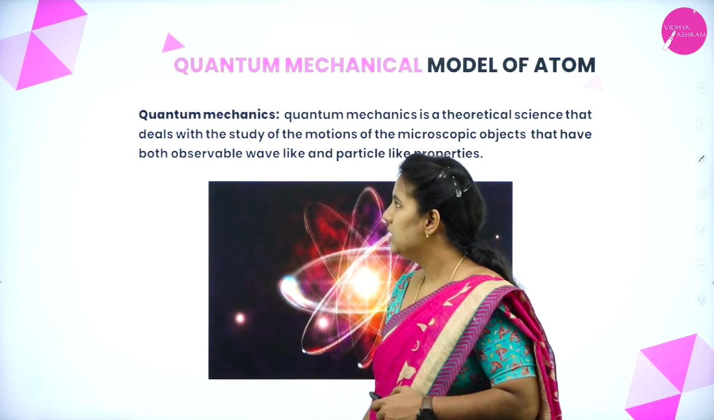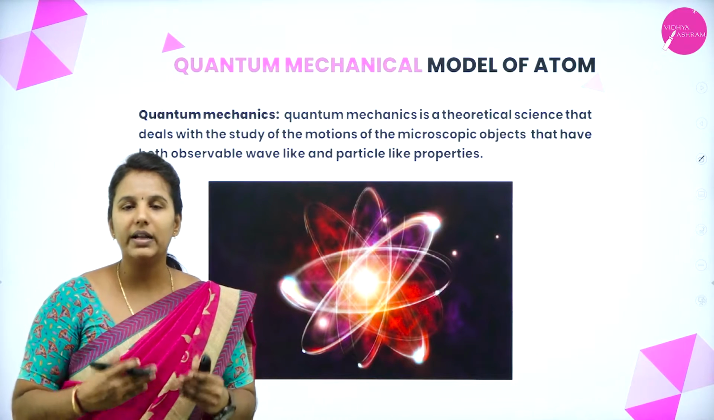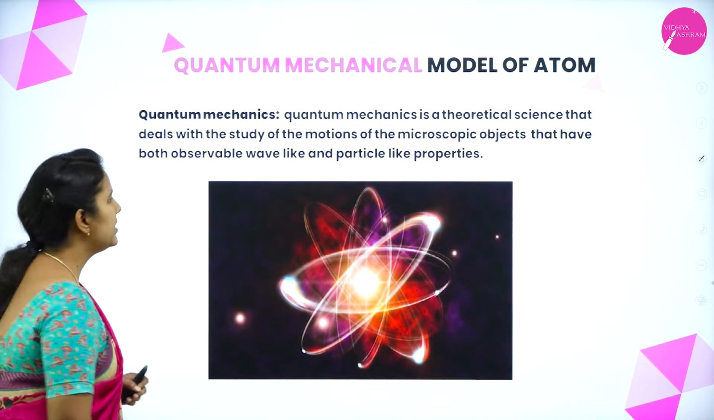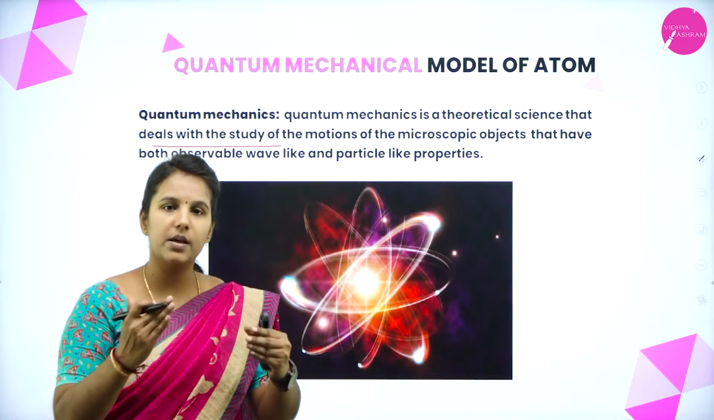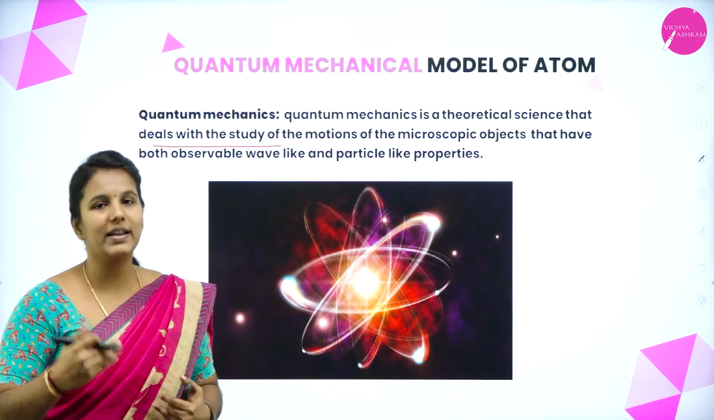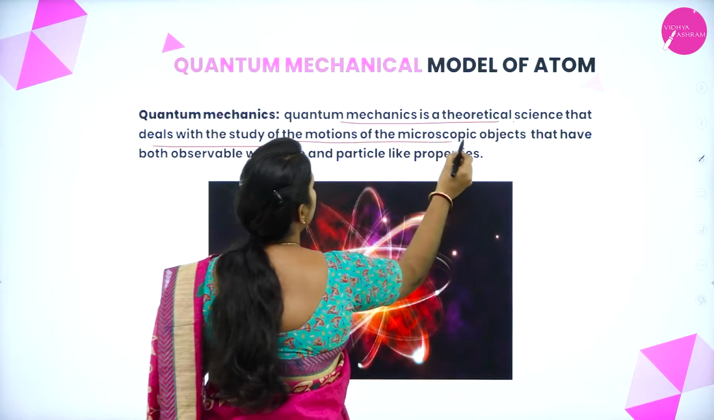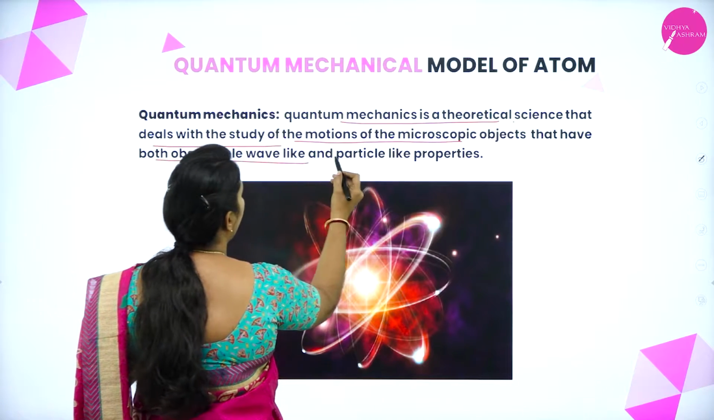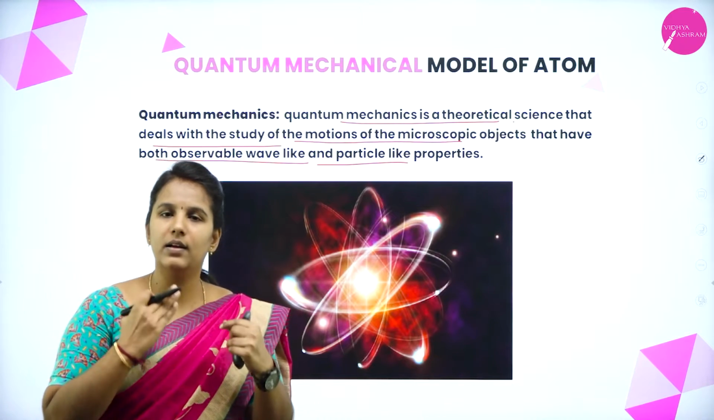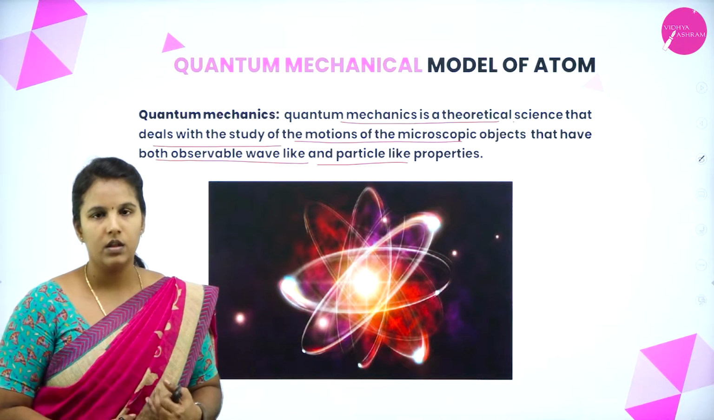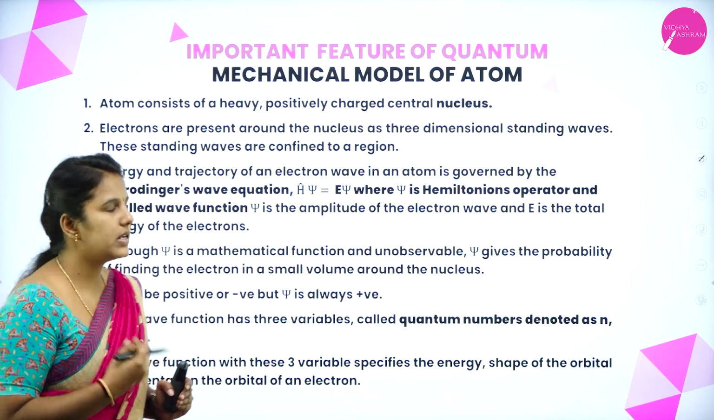Before going to discuss the quantum numbers, let us see what quantum mechanics is. Quantum mechanics is a theoretical science that deals with the study of the motion of a microscopic object that behaves with both wave-like nature and particle-like nature. Remember, it is a theoretical science that deals with the motion of a microscopic object that has both wave-like and particle-like properties. So, in quantum mechanics, we are going to understand the wave nature and the particle nature of matter.